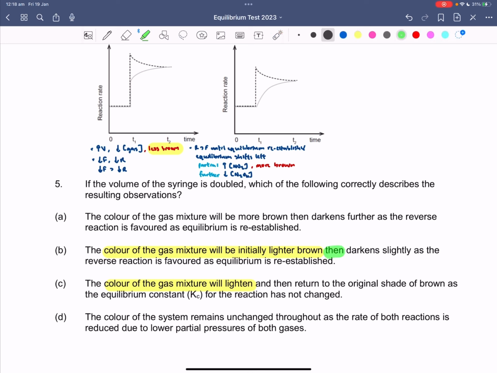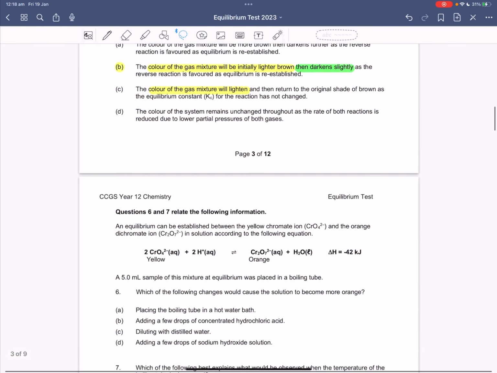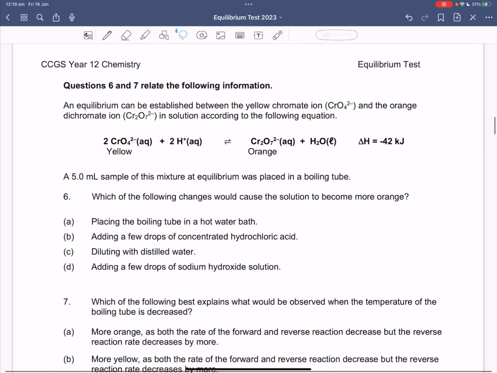Then darkens slightly as the reverse reaction is favored. That's exactly what we said, that reverse is more than forward, equilibrium shifts to the left, and it becomes more brown. So therefore the answer is B. Okay, nice. Question number 6.